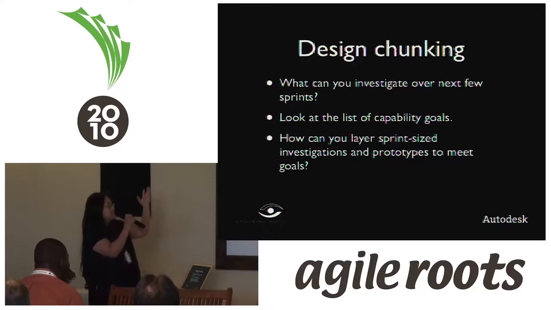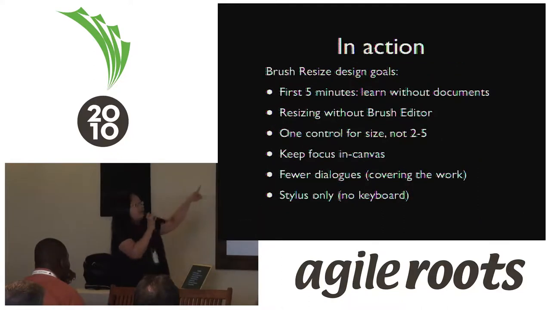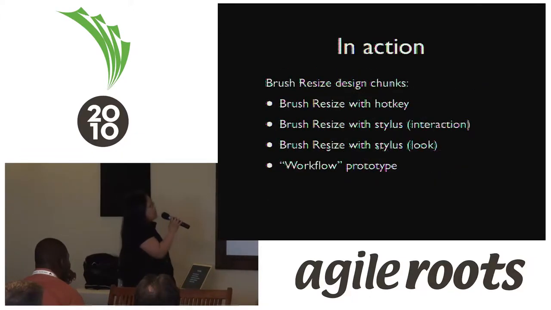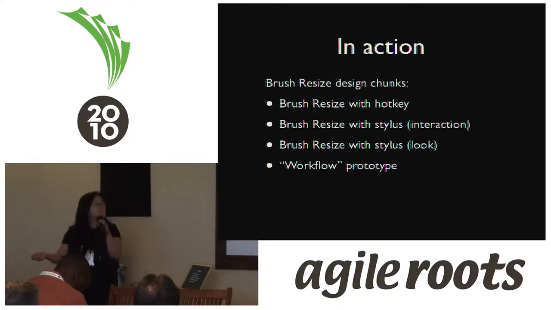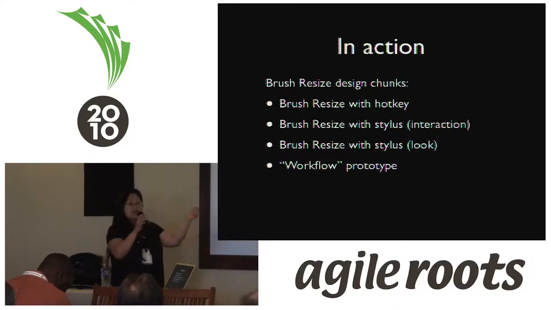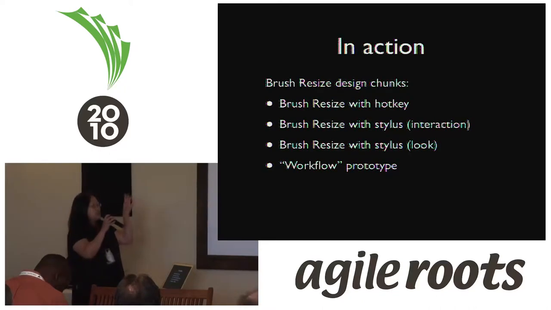So, what is this? How do you actually do this? This is a recap of some of the capability goals that we were looking at for brush resize. We chunked these roughly into four pieces of investigation. We were doing an investigation where you could do brush resize with a hotkey. Then we had to do brush resize with a stylus in terms of how it actually acted. And then brush resize in terms of how it actually looked. And then we created what I call a workflow prototype where you put a lot more of these pieces together where they overlap with other design chunks.